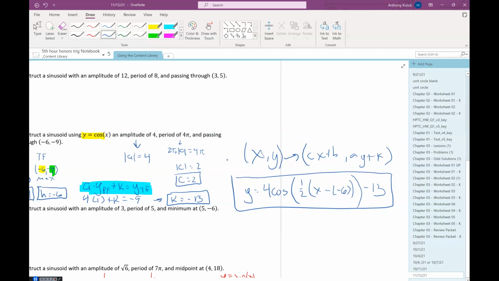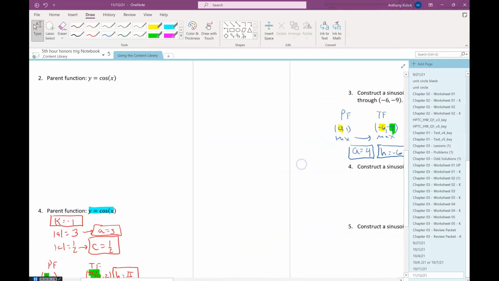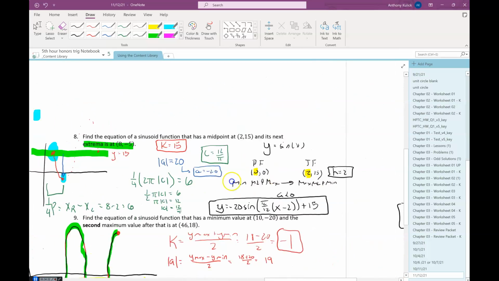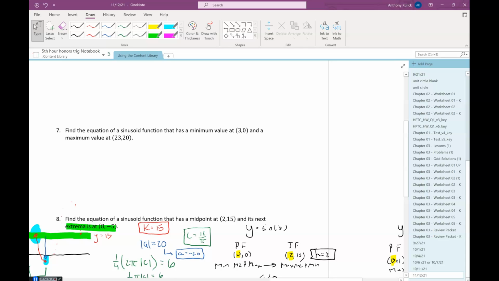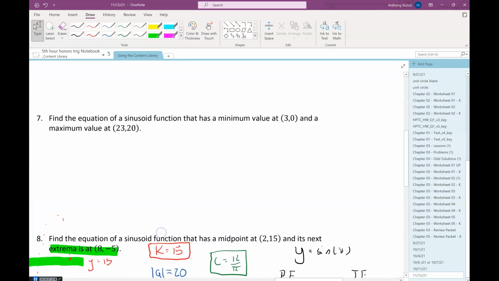Paul? Did you do number 7? Sure. Okay. So I'm going to do this almost identically to number 9, right? Because it's almost the exact same problem. The only difference here is that instead of it being the second maximum, it's just the first one.